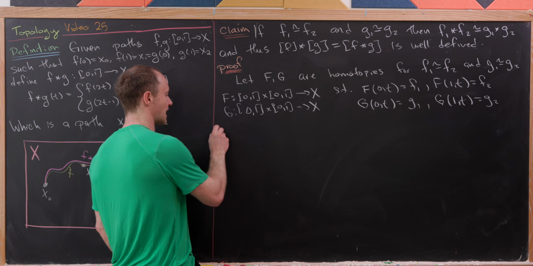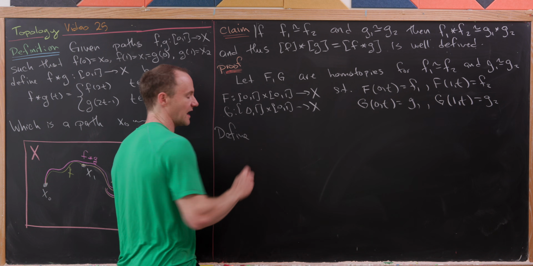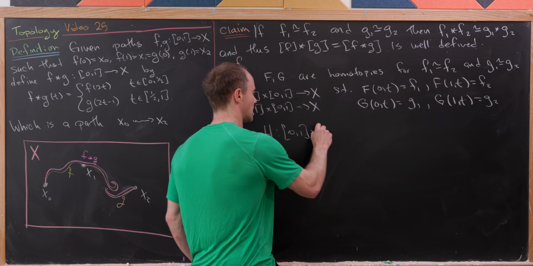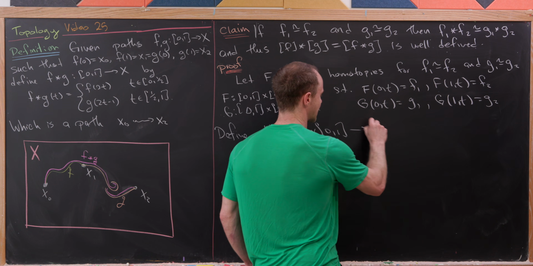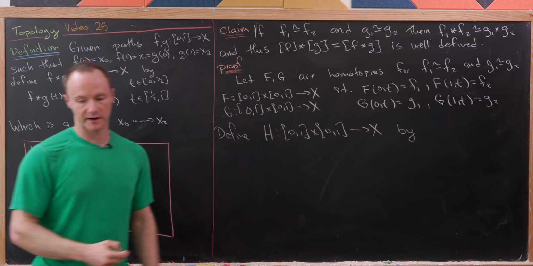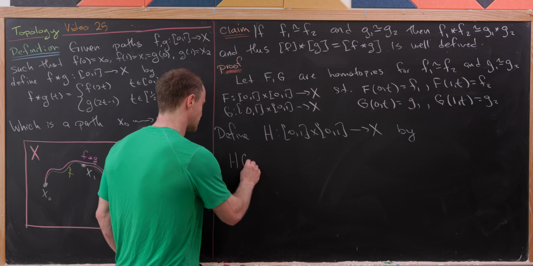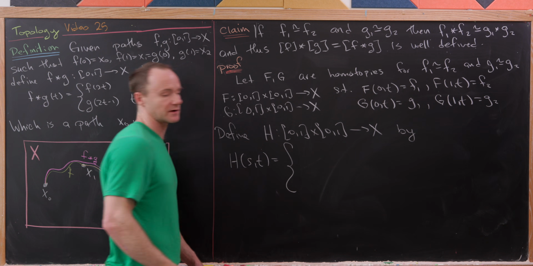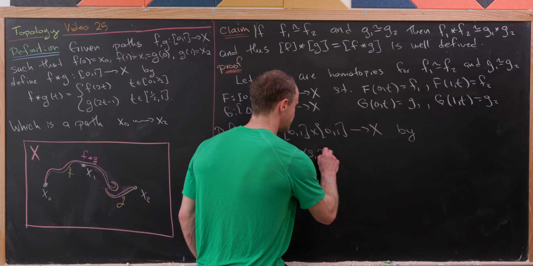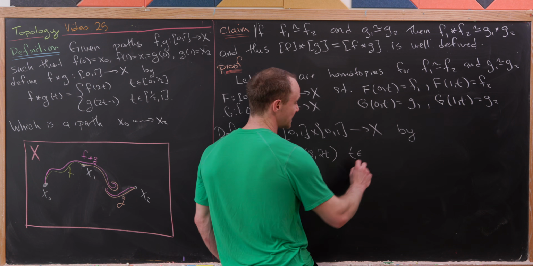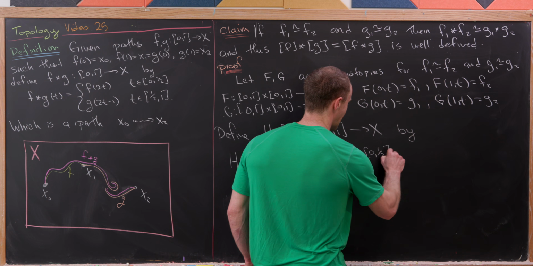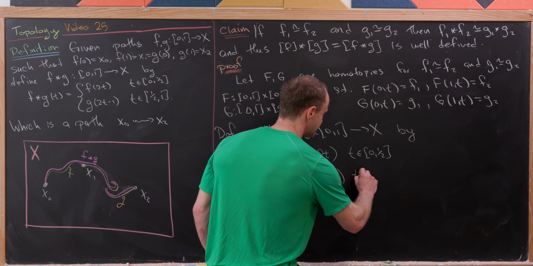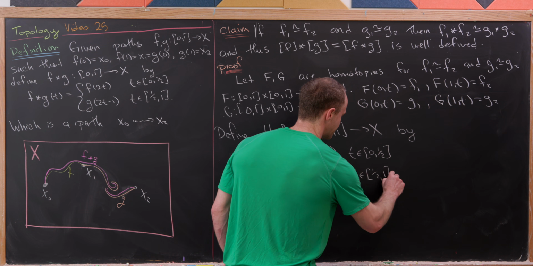Okay, so here's how we'll do that. Let's define this thing that we'll call H, and it's got to go from [0,1] cross [0,1] to X. We need a formula for it, and it'll be like this. H(s,t) is going to be a piecewise function: F(s,2t) when t is on the interval from 0 to a half, and then G(s,2t minus 1) when t is on the interval from a half to 1.